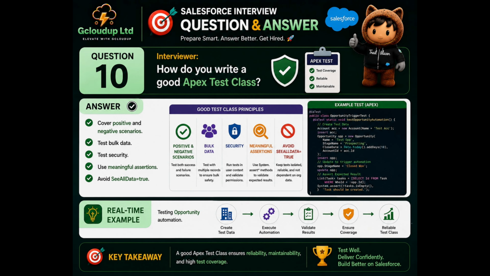And the last and most important question is related to the Apex test class. So how do you write a good test class? To write a good test class, we need to follow some steps. That is nothing but covering both positive and negative scenarios. We can test with bulk data. With the help of that bulk data, we can test actual functionality and add it in the test class. Also validate the security.